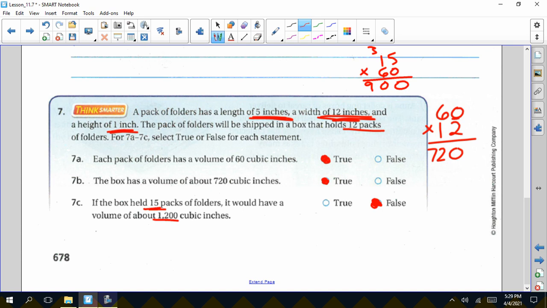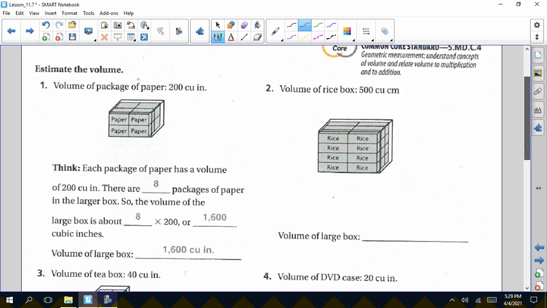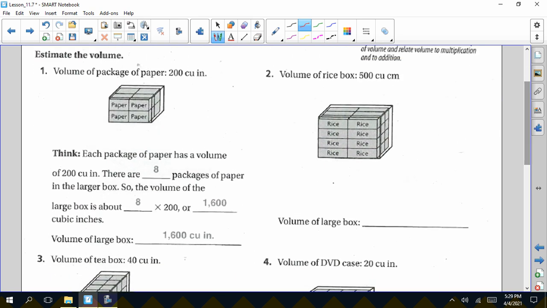That ends today's lesson. You want to flip over to your homework here. For your homework, all you need to do is figure out how many boxes are inside of the larger box and then multiply it by the volume. So if we look, what you're just going to do is say it's 2 boxes wide, 3 boxes long, and 4 boxes tall. You multiply that, that will tell you how many boxes there are inside of the larger box. Take that answer times 500, and you will find the estimate for the larger box.